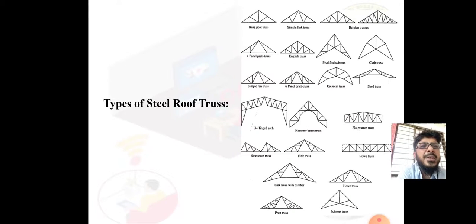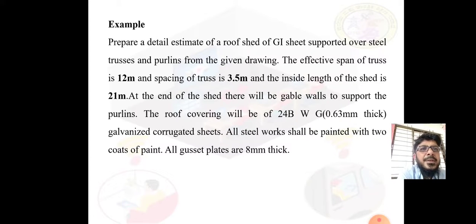Now come to different types of steel roof trusses. These are the different types of roof trusses, either king post or queen post. These are some of the different types of roof trusses. Now we'll start with one example. In this session we'll try to finish, or we will continue in the next session. I'll read the example. We have taken an example from the textbook, because many students are referring to it, so that they can follow very easily.